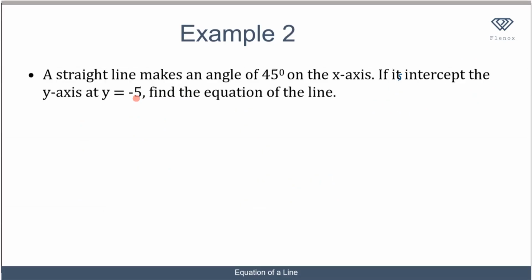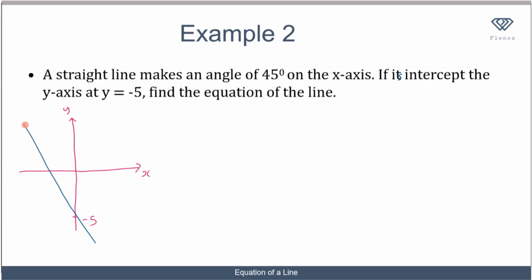Now let's look at another example. We are told that a straight line makes an angle of 45 degrees with the x-axis. If it intersects the y-axis at y is equal to minus 5, find the equation of the line. The first thing I would like to do is try to sketch out the problem. So we have the xy plane, and I have a straight line that passes through the y-axis at y is equal to minus 5. I know that my negative axis of y is down there, so my minus 5 is going to be somewhere here. So the line passes through that point, y is equal to minus 5.